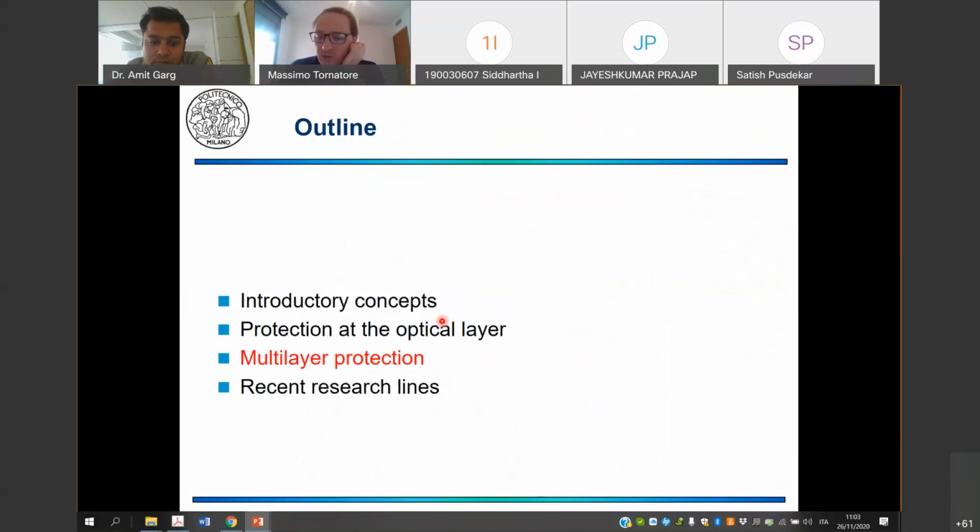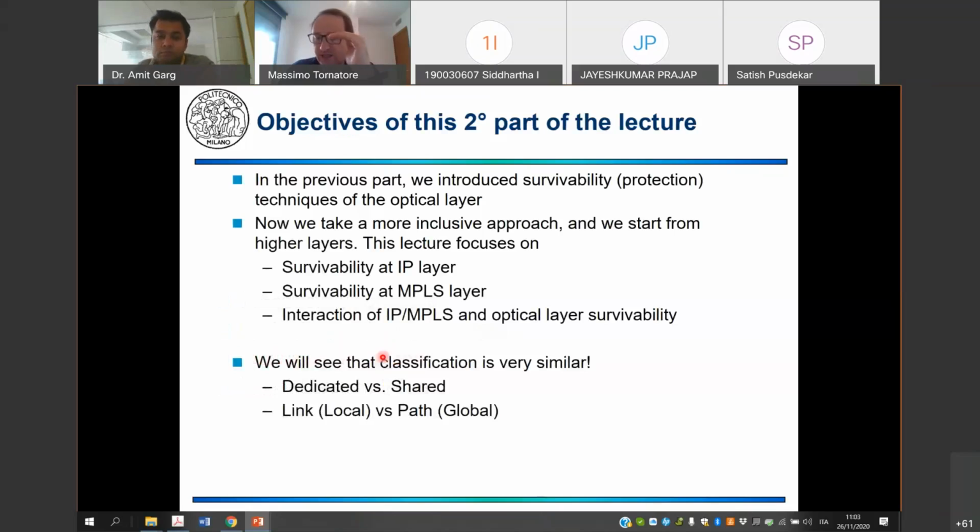Let's start looking at what happens when you don't associate protection only to the optical layer, but you start considering that protection is something that is performed at different layers of the protocol stack. In this second part of the lecture, we consider that we do not only have optical layer survivability, but also IP layer survivability and MPLS layer survivability.